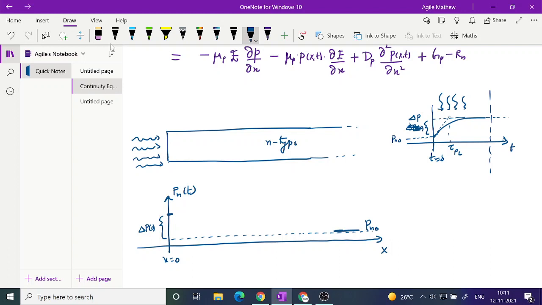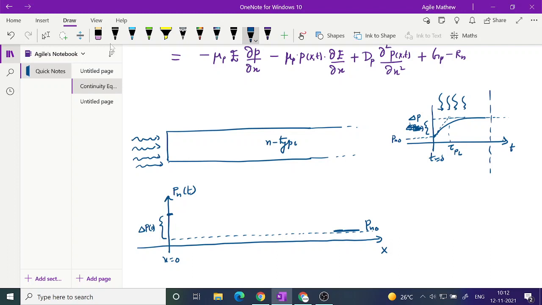We would expect that diffusion will happen. So if diffusion happens, then how will the concentration vary from here to here? It can vary in so many different ways. It can vary like this, it can vary like a straight line, or it can vary like this. So many ways it can vary. So we would like to find out the concentration profile of the holes with respect to position.